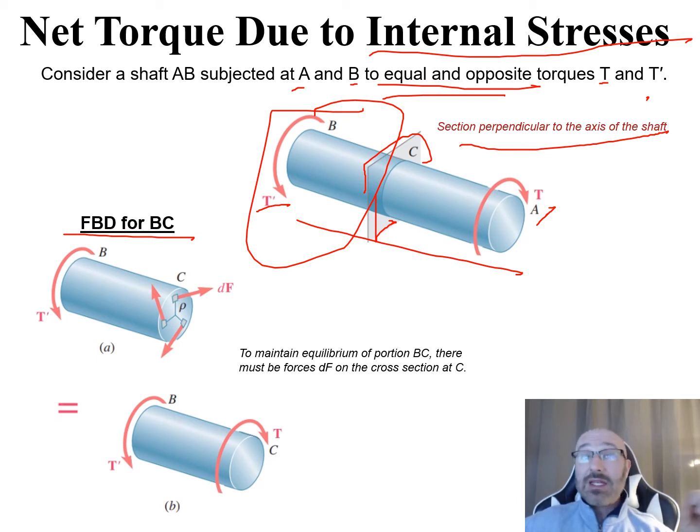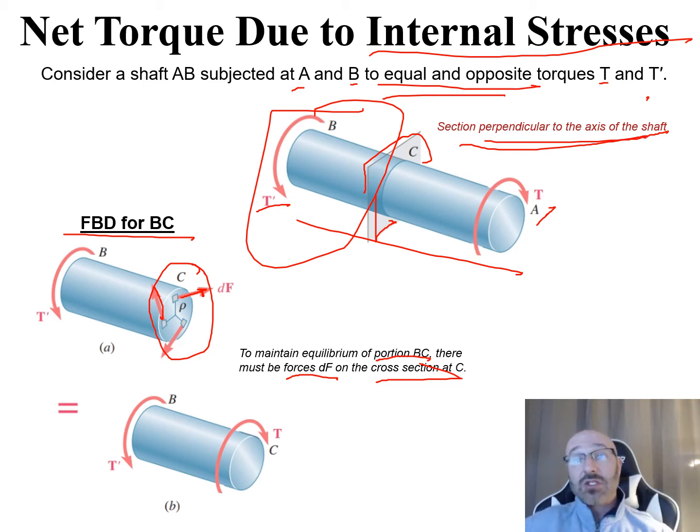So to maintain equilibrium of this portion BC of the shaft right here, there must be these forces dF on the cross section at C right here. So there's your C right there. Now we can zoom in a little bit better. We can see these small forces at each of those elements acting in certain directions there. If this was 3D, it'd be X, Y, and Z components for this. They're all in plane though, because this is perpendicular to the shaft axis.